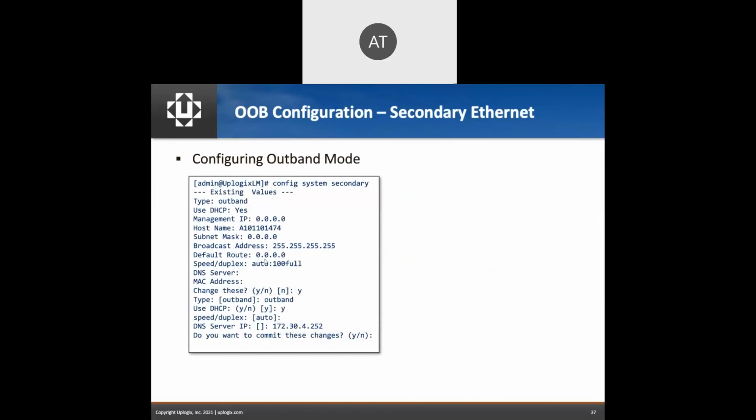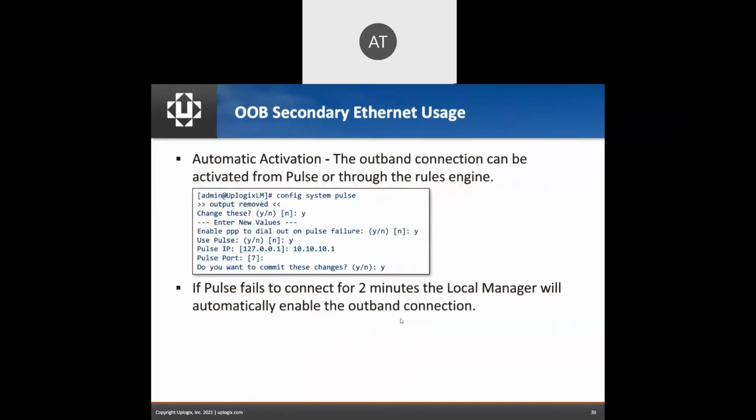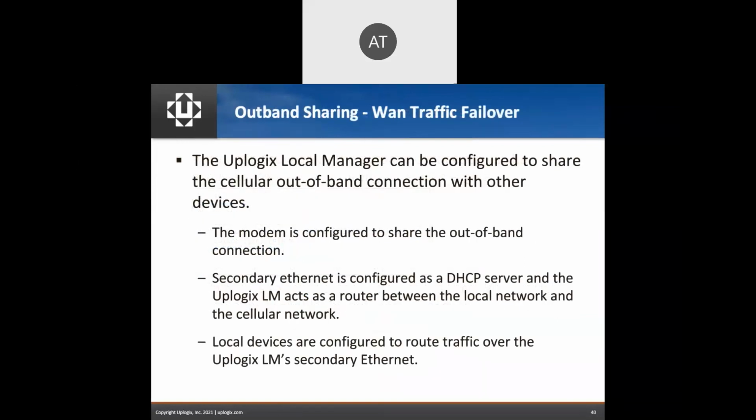That's what that looks like on the command line, right? We give you options for DNS if you need it. And of course, it can be turned on manually: outband on, outband off, outband cycle. Those are all commands available to turn that on, turn that off, or connect via pulse again. So those are all the different flavors of out of band that we currently have available.